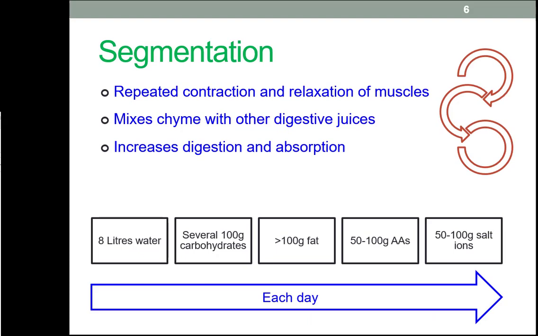Rings of muscle in the small intestine repeatedly contract and relax in a process called segmentation. This mixes chyme with other digestive juices without yet driving the contents to the rest of the digestive tract. Each day considerable amounts of water and other macronutrients are transported across the small intestine wall and into the blood or lymphatic system. And there are some quantifications there, so quite large amounts.